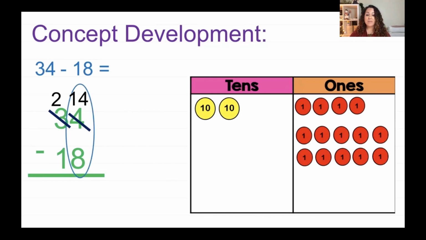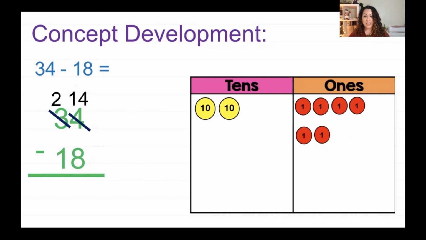So the first thing I'm going to do is 14 take away 8. So let's go ahead and take away 8. And I am left with 6 ones, just like that. Now the next thing that I do is I focus on my 10s. So now I have 2 10s and I'm going to take away a 1. So that leaves me with 1 10. So my answer is 16.